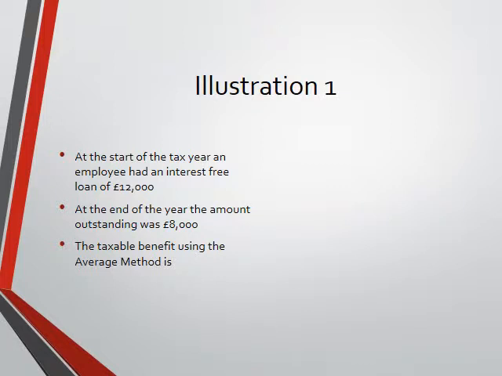With our first illustration, we've got an employee who at the start of the tax year owed their employer £12,000. At the end of the year the amount outstanding was £8,000. First of all, I'd mention that the balance at the end of the year is less than that £10,000 that was mentioned towards the start of this session, but of course at the start of the year, 12,000 was owing, which is more than that £10,000, which means that there will be a beneficial loan benefit applying to this employee.